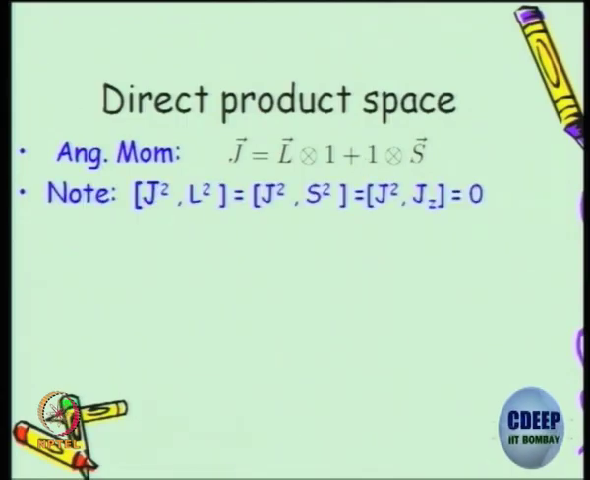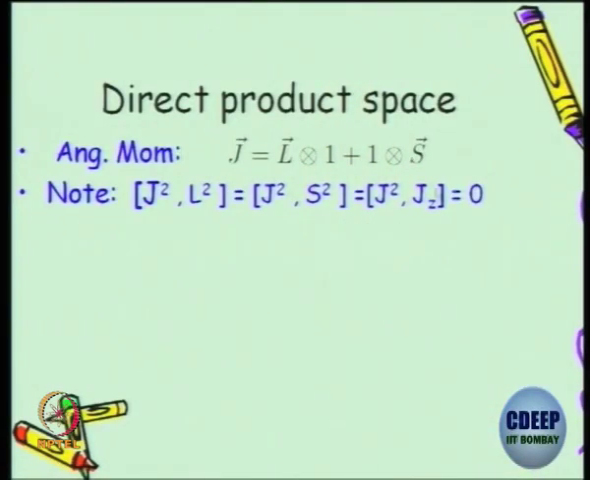There are some things which I want you to check yourself. You can take the square of this and operate it on this arbitrary state. A simple exercise to show that J squared is L squared cross identity plus identity cross S squared. You can write it that way in the direct product space. If you try to operate, you can show that J squared commutes with L squared. This is an exercise for you to try. Similarly, J squared with S squared is also 0. You can also write J_z as L_z cross identity plus identity cross S_z. Also check that J_z will commute with J squared.